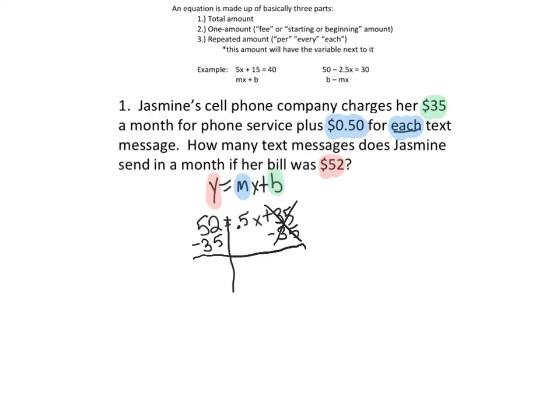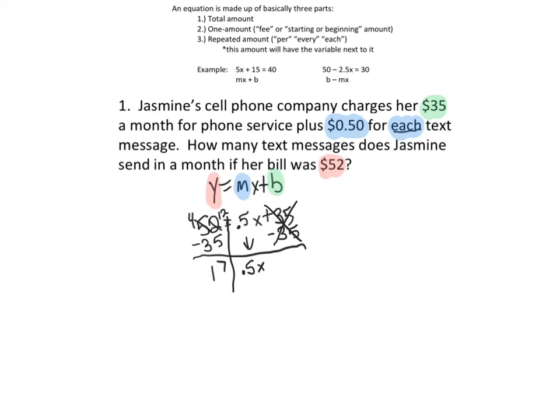We have 52 minus 35. You can't do 2 minus 5, so you have to borrow. This becomes 12. This becomes 4. 12 minus 5 is 7. 4 minus 3 is 1. We're going to bring this straight down, 0.5x.